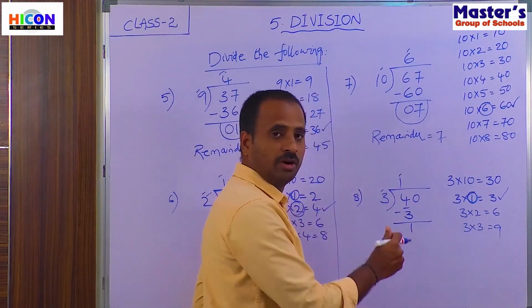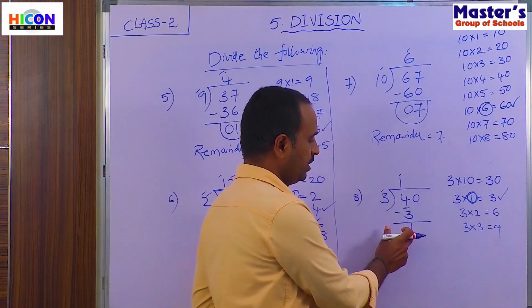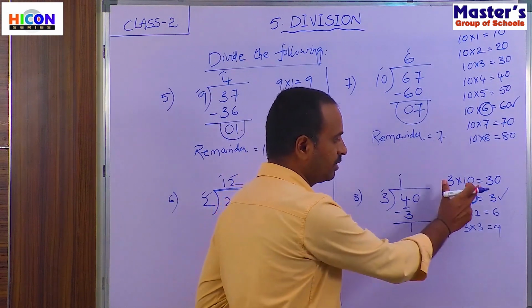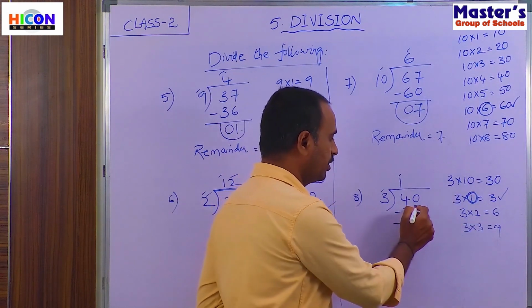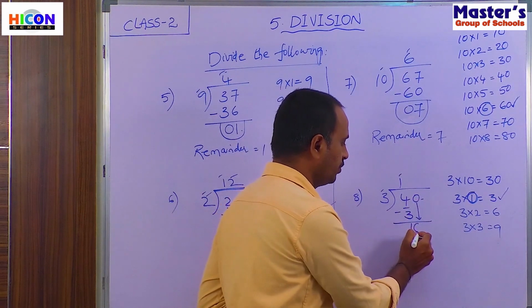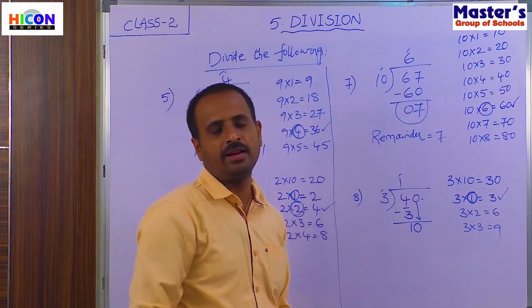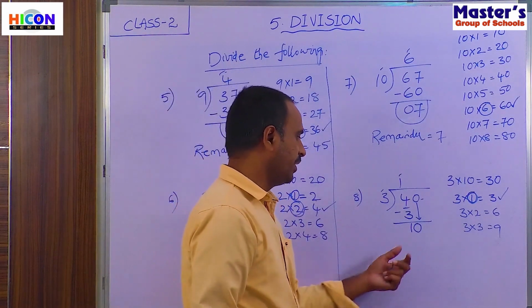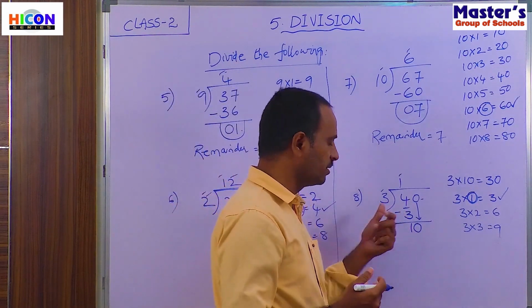And now bring down the second digit, because here we did not get the number 1 in the third table. That's why bring down the second digit. So what is the second digit here? 0. So bring down 0. Then it becomes 10. Now let us find when did we get the number 10 in the third table.